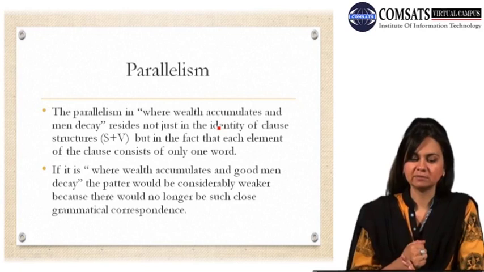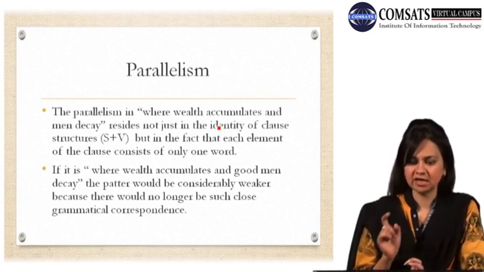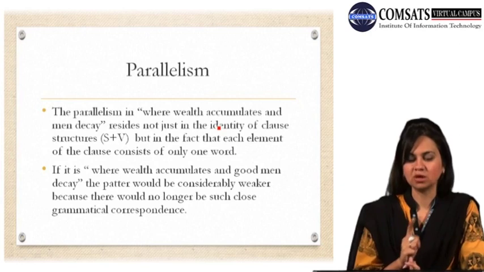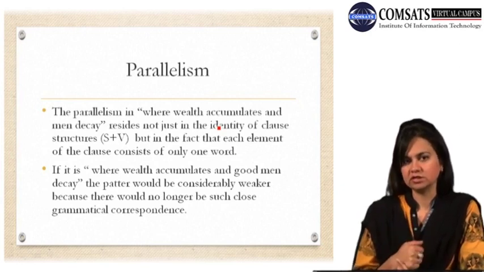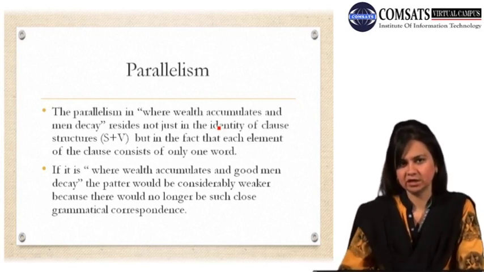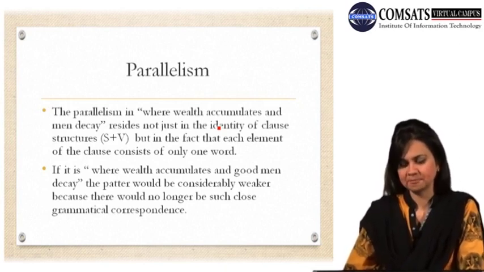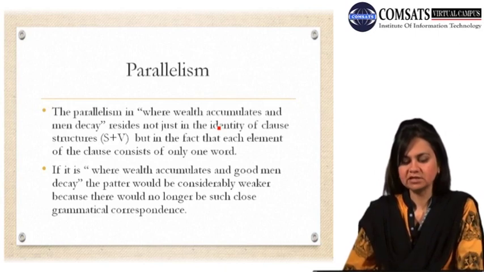Now the parallelism resides not in the identity of the clauses, that is subject and verb, but in the effect that each element of the clause consists of one word. If it were changed into "where wealth accumulates and wise men decay, good men decay, noble men decay," it would have lost its parallelism or balance of structure. Now we see that it would have become considerably weaker had a qualifier like good men, evil men, or wise men been added before the word men.